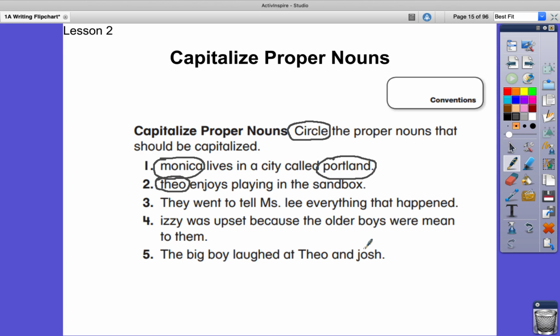Okay, so remember, you're looking to type in the proper nouns that need a capital letter and make sure you're typing them with a capital.